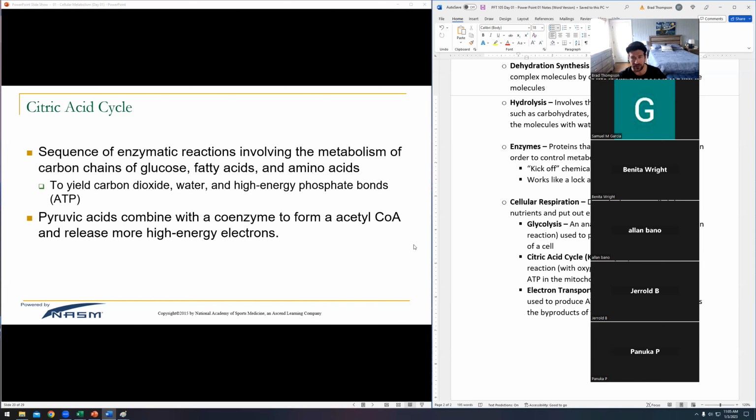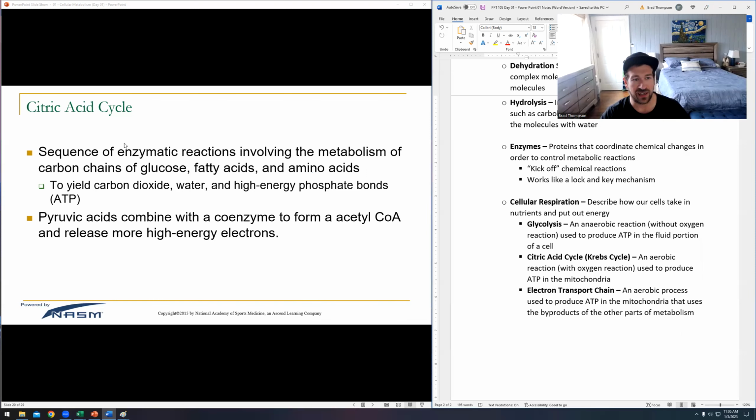So that's kind of how our process works. The next thing that'll happen after glycolysis is what we call the citric acid cycle, or the Krebs cycle. It's named after the guy who sort of discovered it, right? And this is an aerobic reaction, meaning it does actually use oxygen. So we bring in a little bit of extra oxygen and we use the byproducts, right?